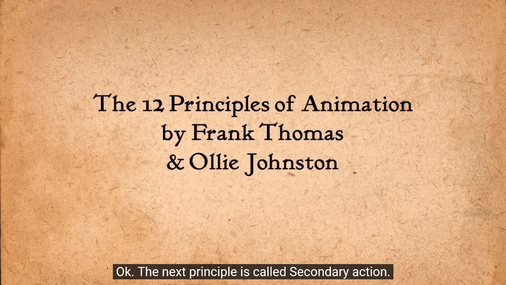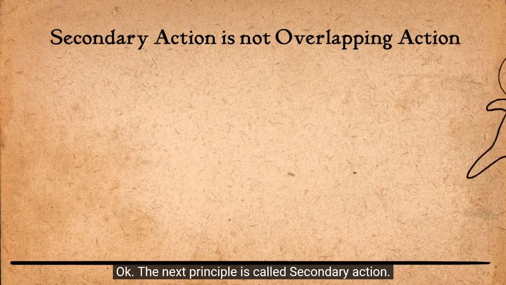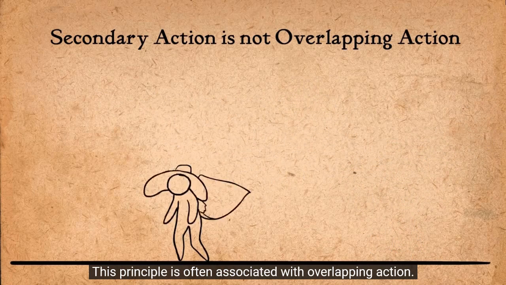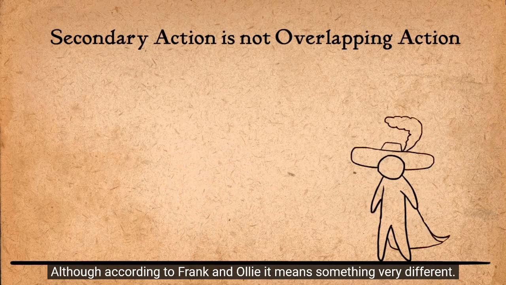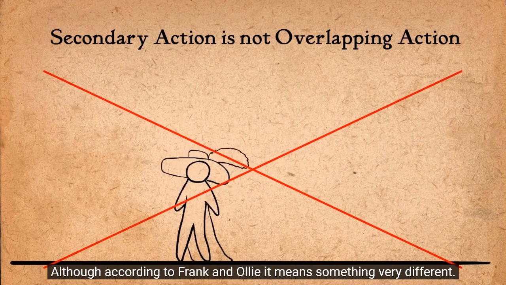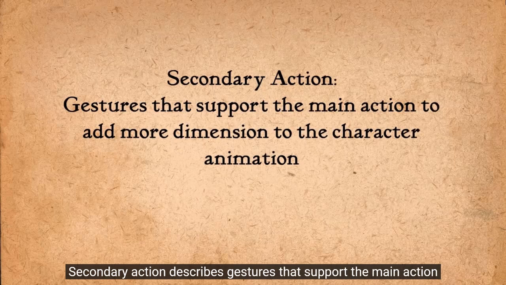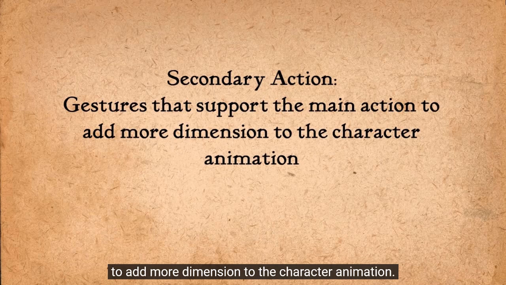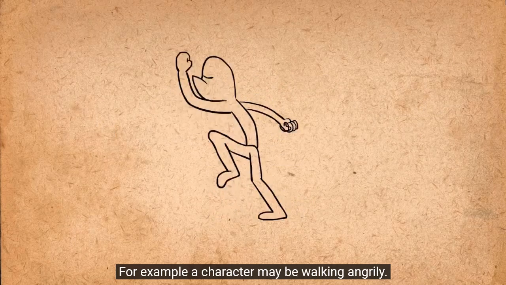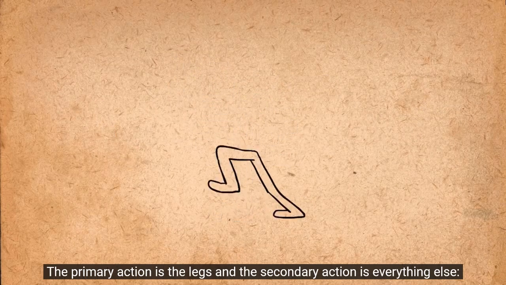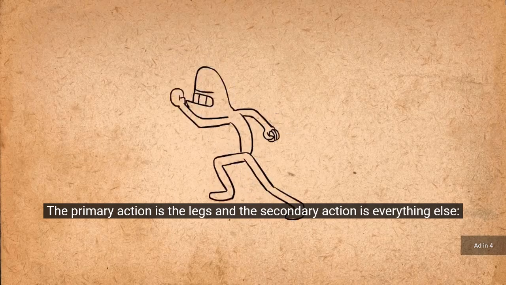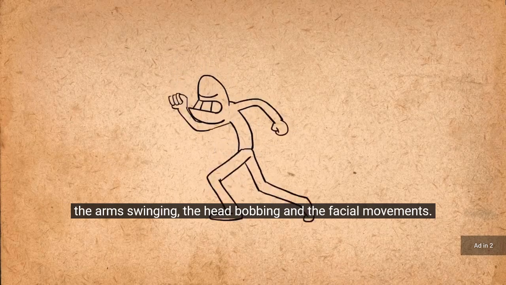Okay, the next principle is called secondary action. This principle is often associated with overlapping action, although according to Frank and Ollie, it means something very different. Secondary action describes gestures that support the main action to add more dimension to the character animation. For example, a character may be walking angrily. The primary action is the legs, and the secondary action is everything else. The arms swinging, the head bobbing, and the facial expressions.